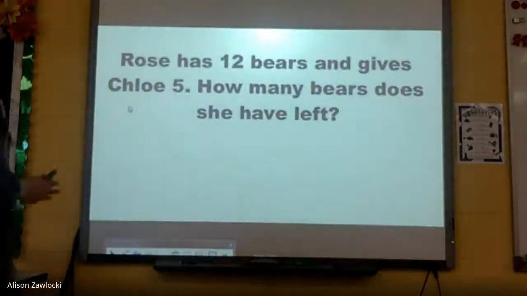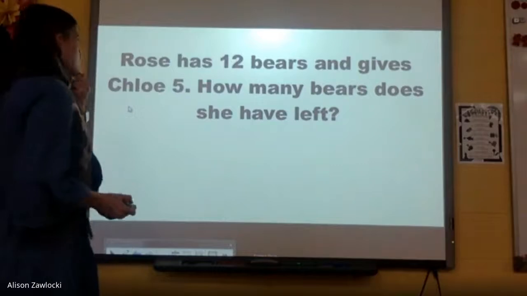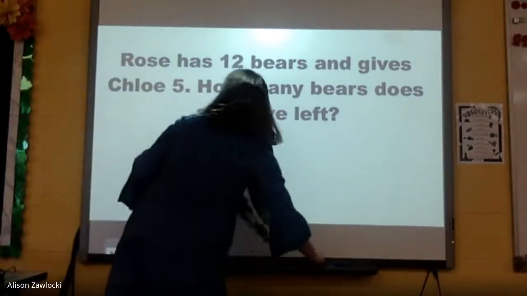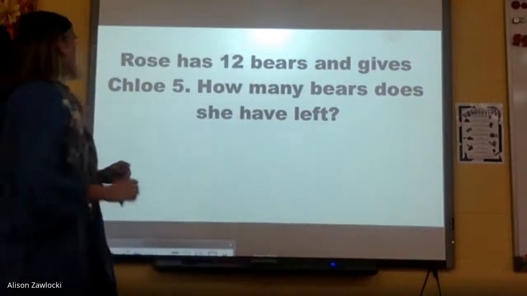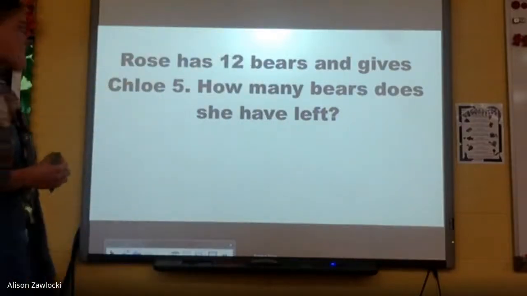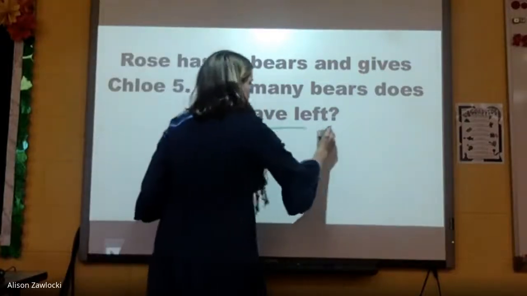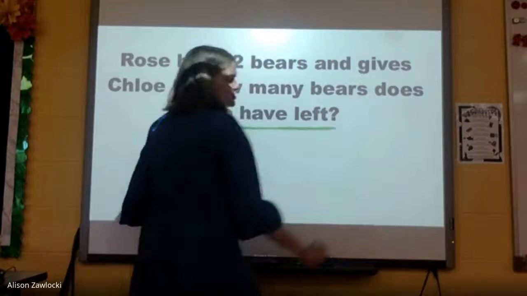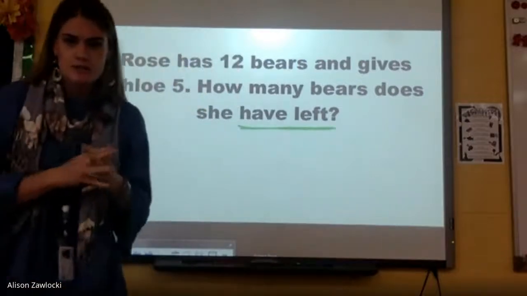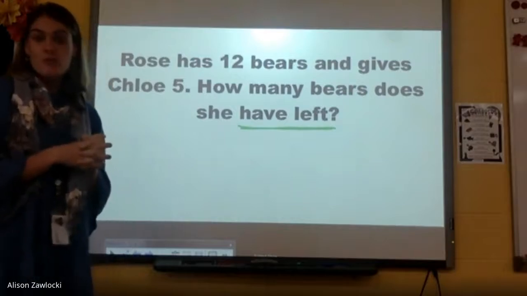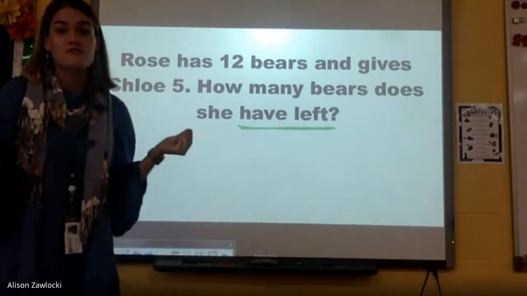Okay, Rose has 12 bears. Let's read this together. Rose has 12 bears and gives Chloe 5. How many does she have left? These two words, have left, show me that it's a subtraction problem, because we're seeing how many are left over.